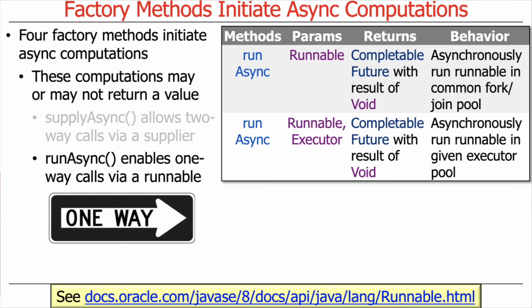But in this case, there's no return value because it's a void. Void is the absence of a return value; that's the way to think about it. So it's effectively a one-way call, but we can still synchronize on its completion. We just don't expect to get a result back from it.